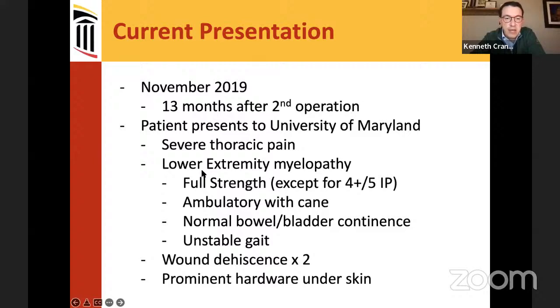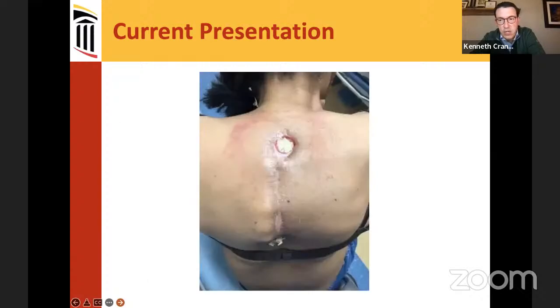And she had severe pain. She was myelopathic in her lower extremities. She was pretty much full strength, walking with a cane, but she had normal bowel and bladder function, an unsteady gait. And she had a wound dehiscence in 2 separate areas with prominent hardware under her skin. And this is what she looked like in my office.